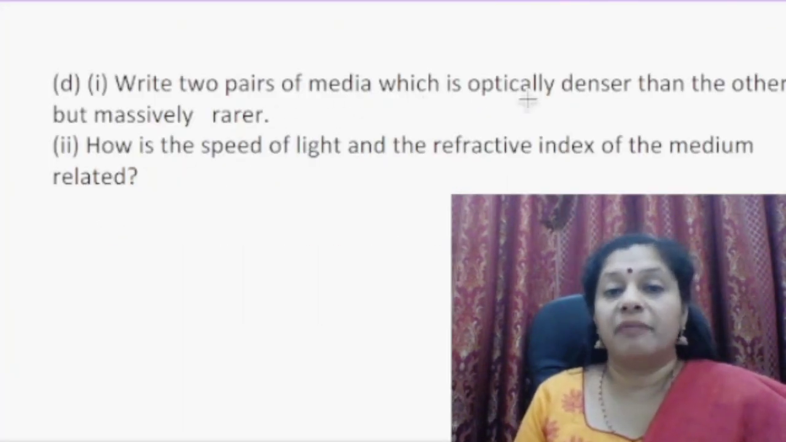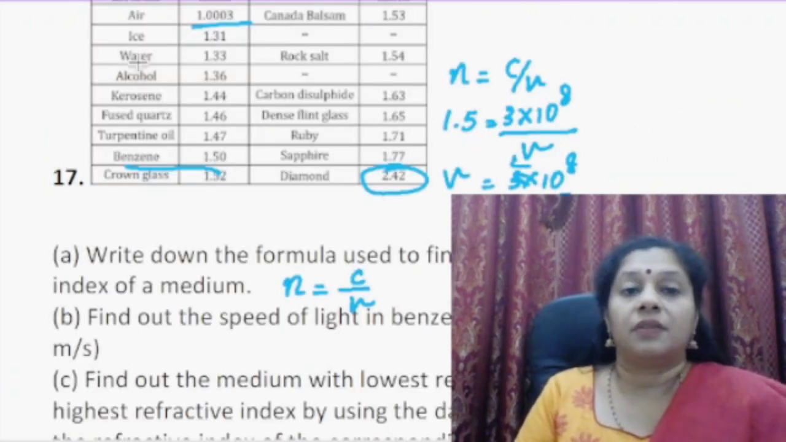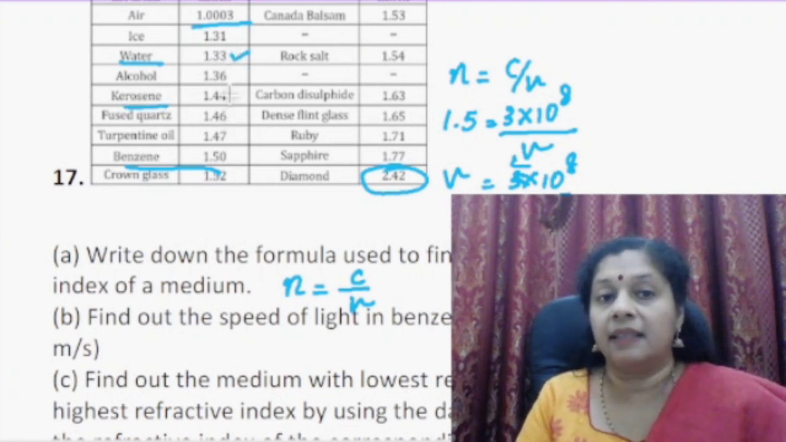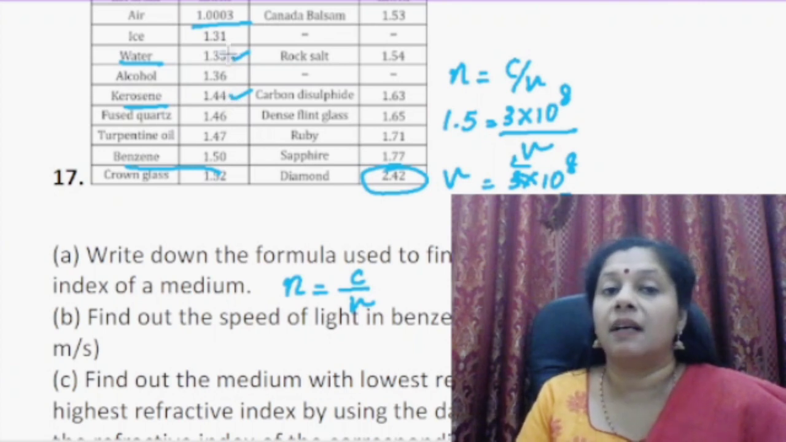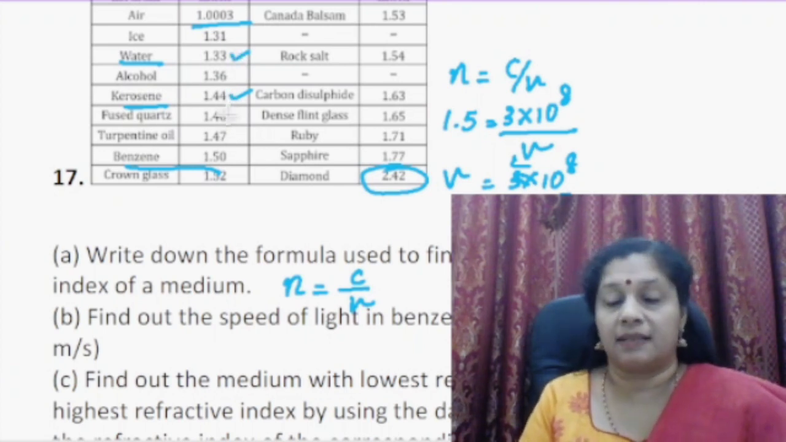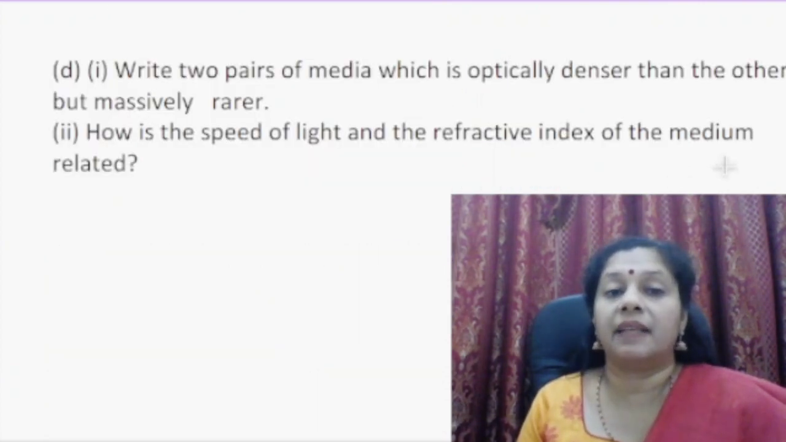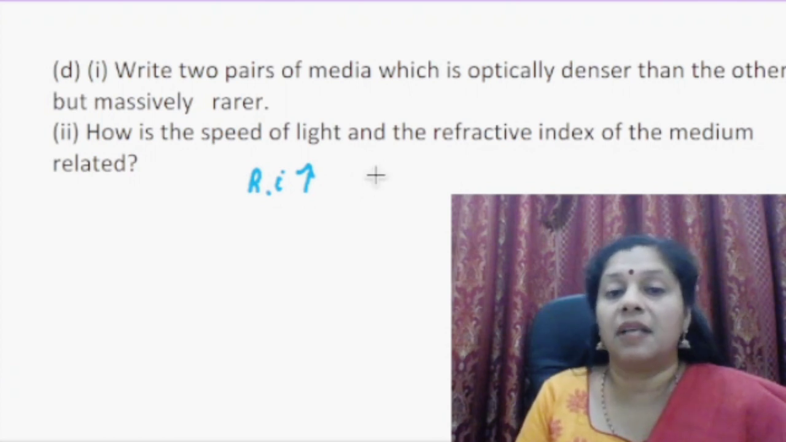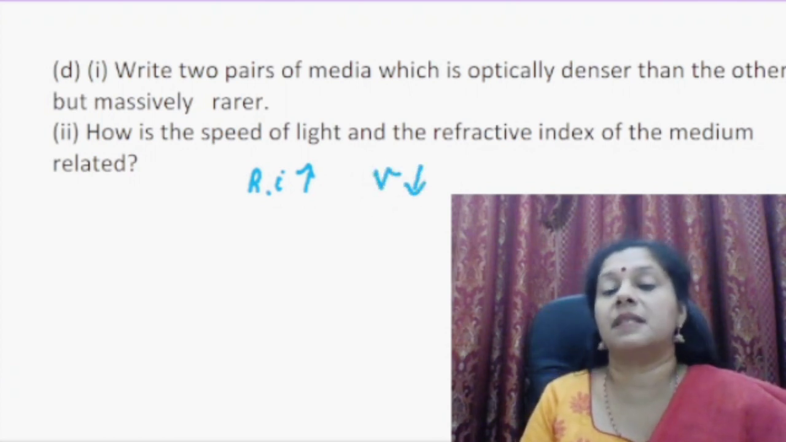Write a pair of media in which one is optically denser than the other but mass-wise rarer. So here the answer is water and kerosene. According to this, water is optically rarer than kerosene. Here we are talking about optical density, but actual mass density, if you see, water has more density than kerosene. How are the speed of light and refractive index of the medium related? We know that when the refractive index is high, then the speed of light is less, inversely proportional.